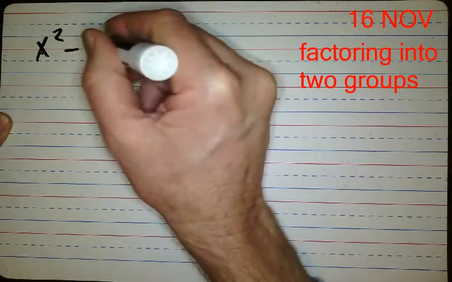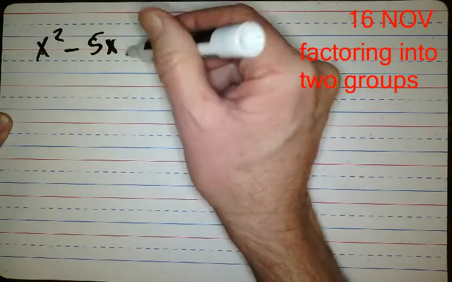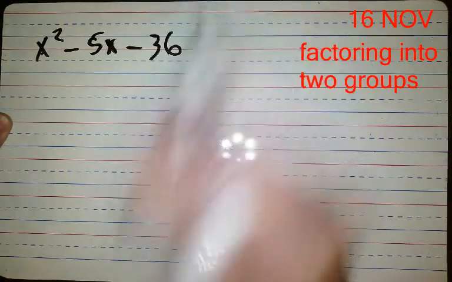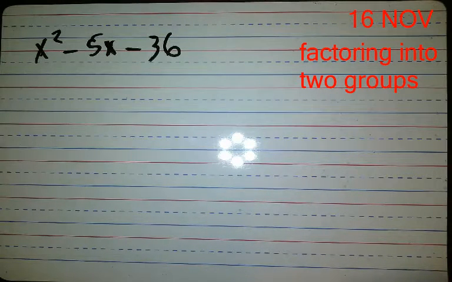Okay, a quick review over factoring into two groups. So, let's say we have a problem that looks like this. X squared minus 5x minus 36. Okay.